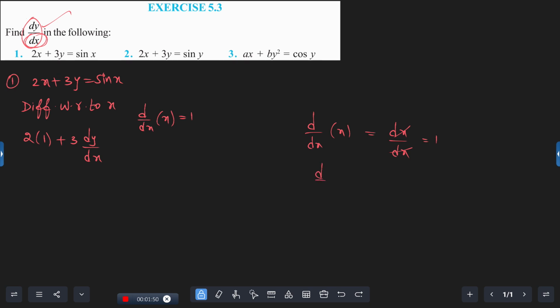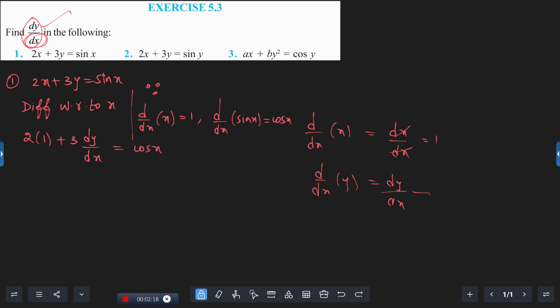In the same manner, the derivative of y, what will you get? dy divided by dx. That is what I am writing there. Have you understood? So the y term is like this, and the derivative of sine, what is it? Yes, cos x. The derivative of sine is cos. These things I am writing in the notes. So here you will get cos x.